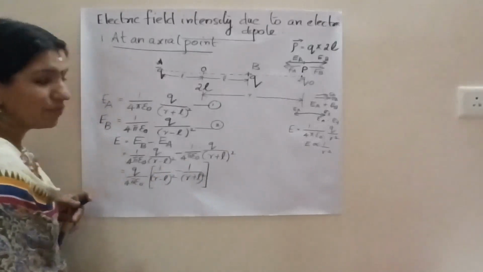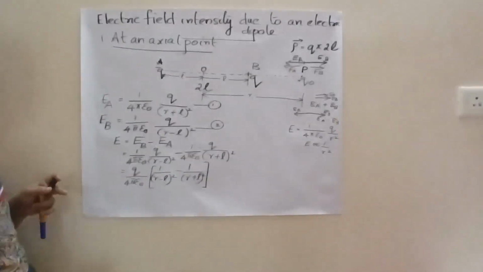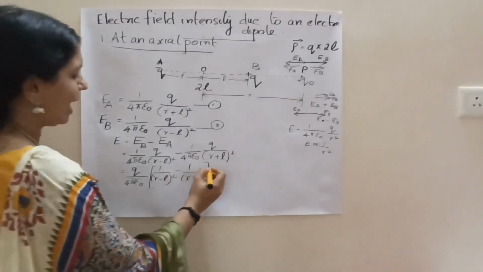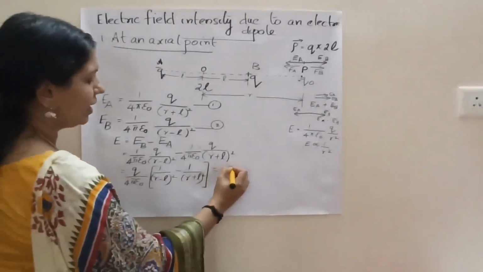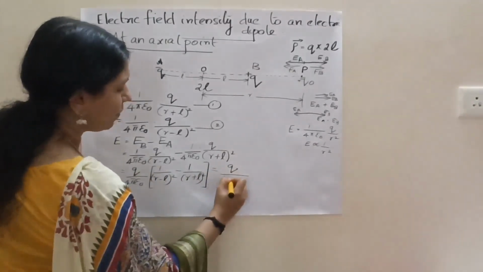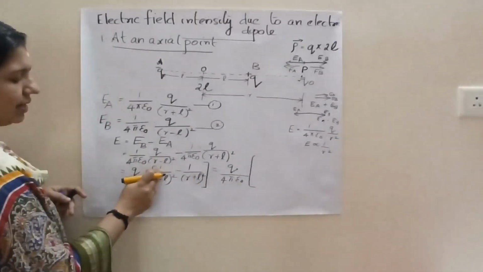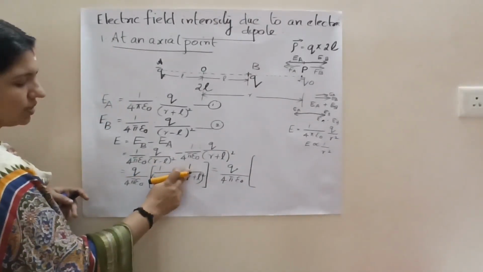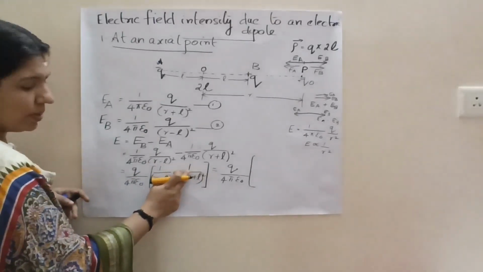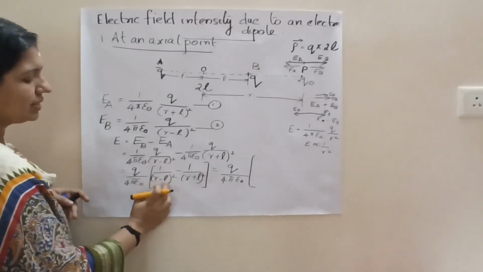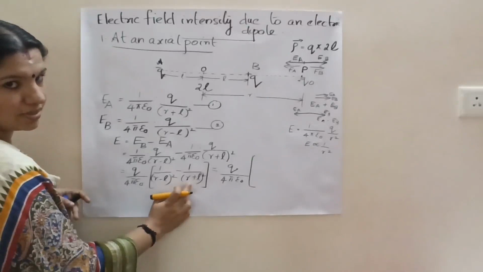You can write along with me in your notebook. It will be easy for you to do the calculations. So q by 4 pi epsilon naught, then here (r plus L) the whole square minus (r minus L) the whole square will come in the numerator, and in the denominator (r minus L) the whole square into (r plus L) the whole square, isn't it?